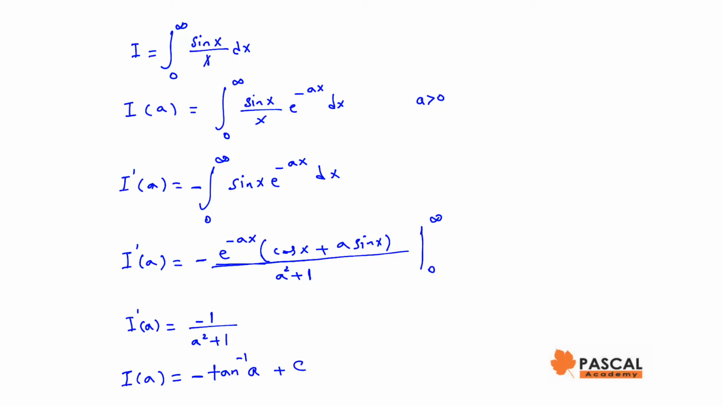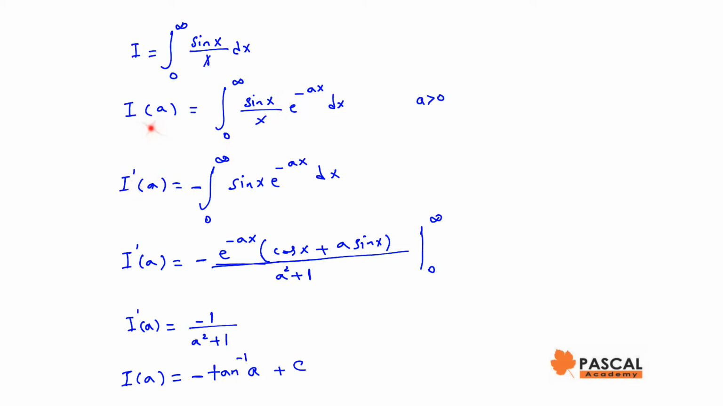In this video, we are going to use Feynman's method to find I equals integral 0 to infinity sine of x over x dx. We define I(a) equals integral 0 to infinity sine of x over x e to the power of minus ax dx, with the assumption that a is greater than 0. If a is greater than 0, this integral is convergent.